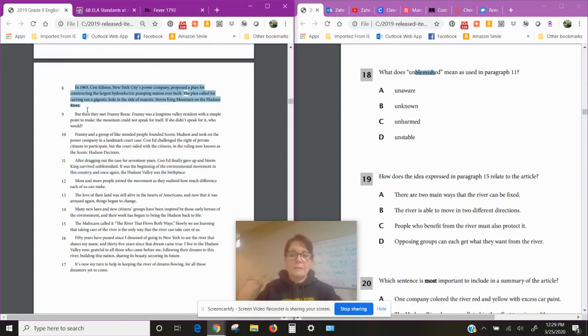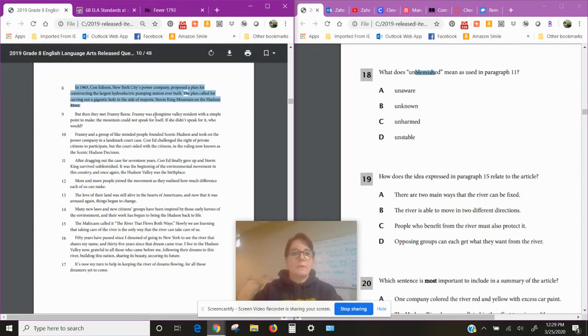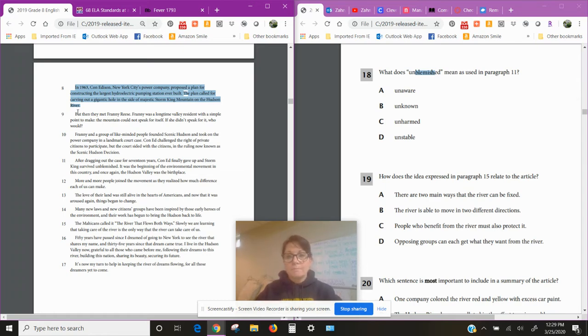So Storm King is a mountain, as it says right here. And what did they want to do with it? Well, they wanted to construct the largest hydroelectric pumping station ever built, and the plan called for carving out a gigantic hole in the side of the majestic Storm King Mountain.